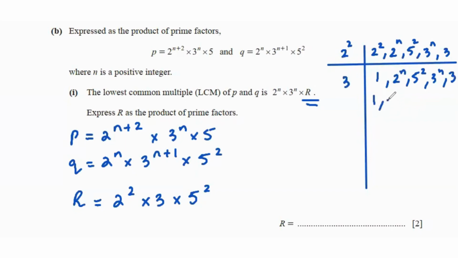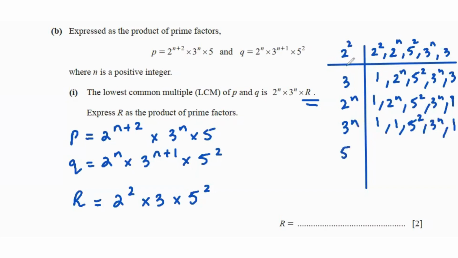Three will come as it is. Two to the power of n will come as it is. Same with 3 to the power of n and same with 5. So as we can see, these two were already given, and 2 square times 3 times 5 is what was missing. So that's the value of r.